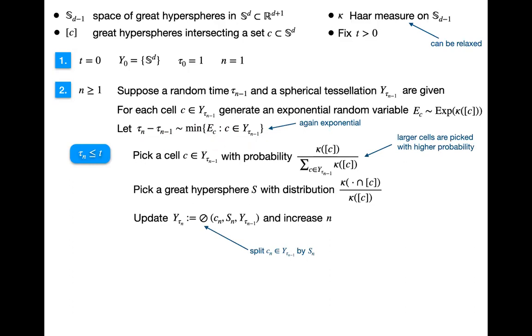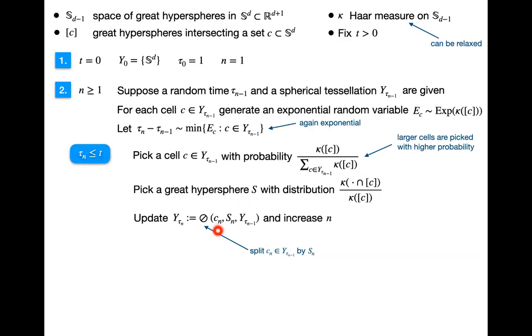And now we have two possibilities. Either it's interesting, then this is the case where this tau n minus 1 is below our fixed time t. Then we pick a cell C with this probability here, proportional to the measure of all great hyperspheres intersecting this cell. And after we pick the cell, we pick a great hypersphere according to this distribution here. So this is a great hypersphere that's uniformly distributed among the great hyperspheres that have non-empty intersection with C. And then we make an update of our tessellation.